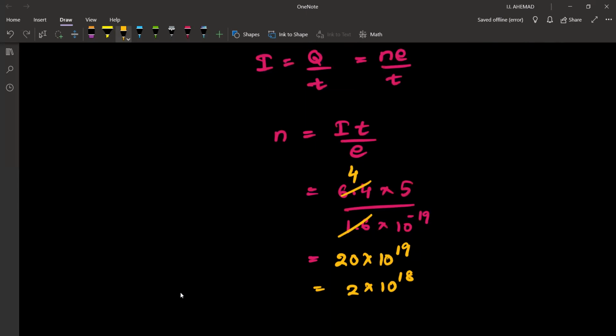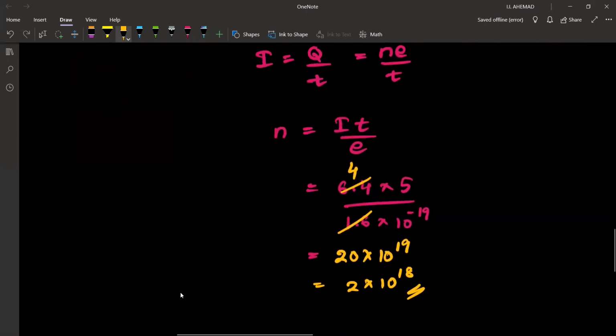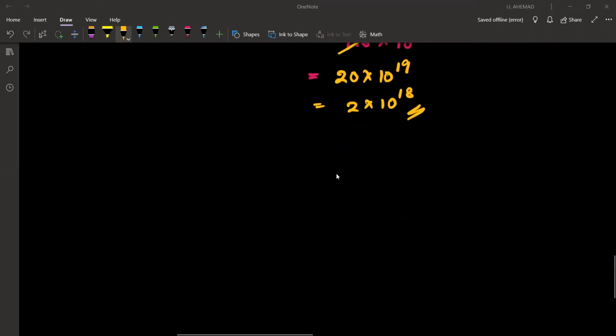So this N doesn't have any units. It's just a number. See if you got this answer. Saja, how about you? Have you got that same answer?